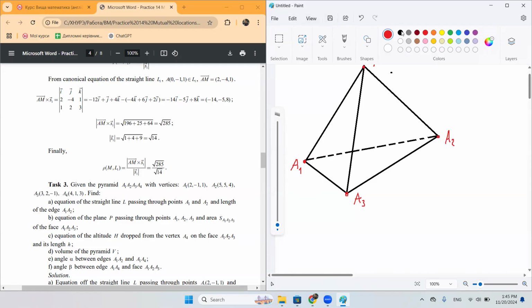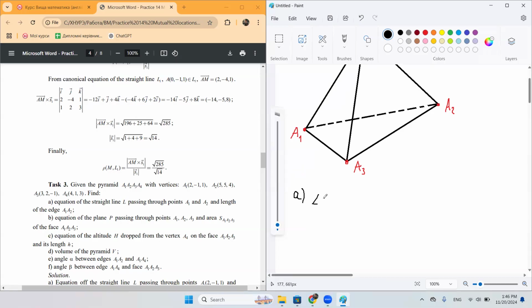So basically, how to solve it? How to find the equation of the straight line? Any ideas? We have 2 points. Is it enough to write down the equation of the straight line? Yes, it's enough. So let's do it.